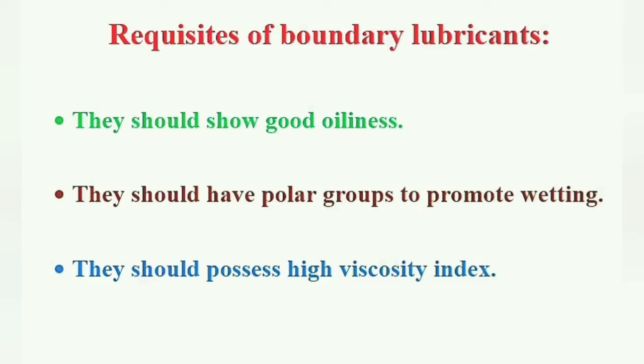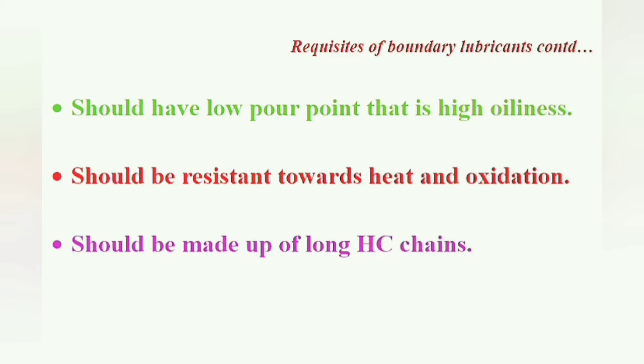The requisites of boundary lubricants are, they should show good oiliness, so that they should get adsorbed. They should have polar groups to promote wetting. They should also possess high viscosity index, because the machines are working at a very high temperature. So these things are important. A high oiliness and a low pour point is extremely important. Also, it should show resistance towards heat and oxidation.